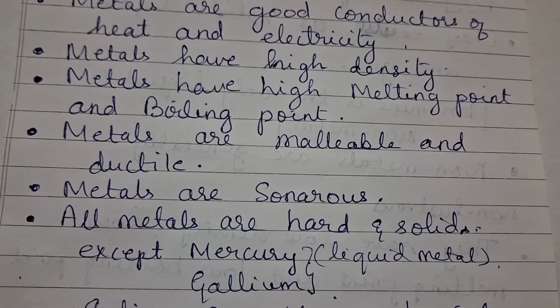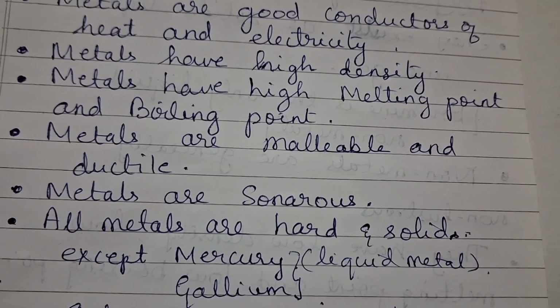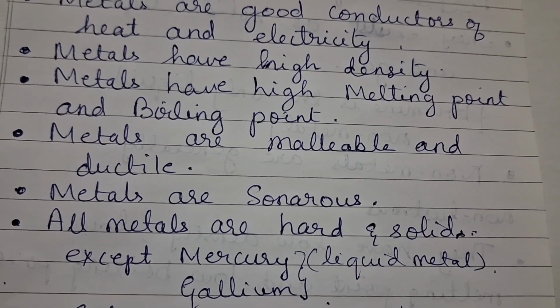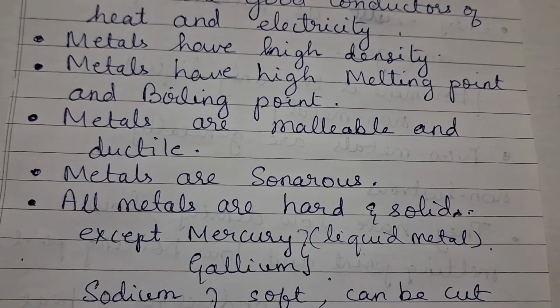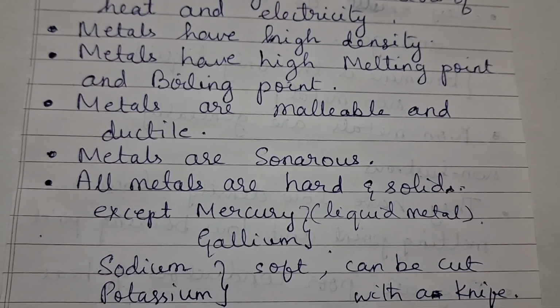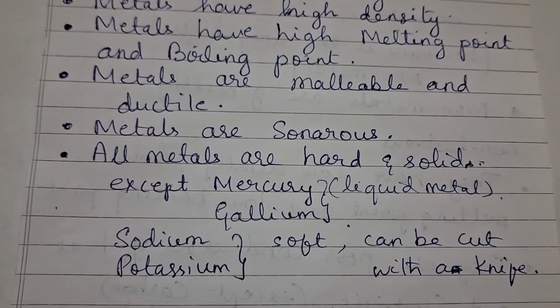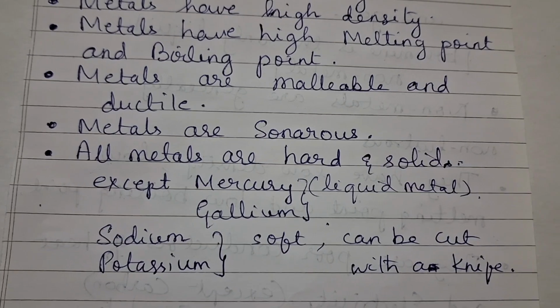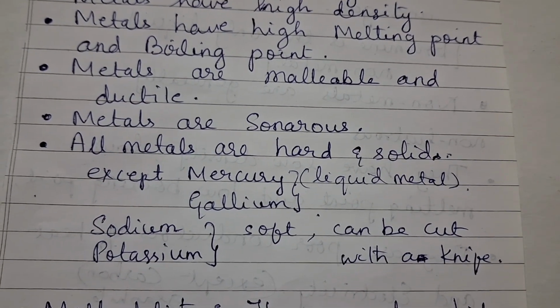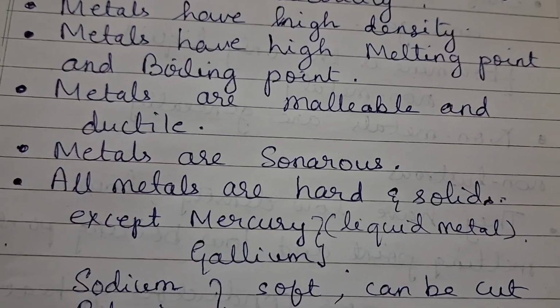All metals are hard and solid except mercury and gallium. They are liquid metals. So your objective type question will be here. Then sodium and potassium, they are two soft metals which can be cut with a knife. Metals are malleable and ductile.